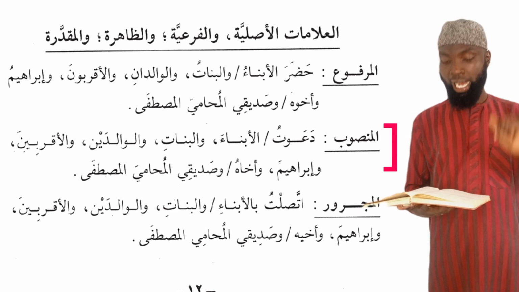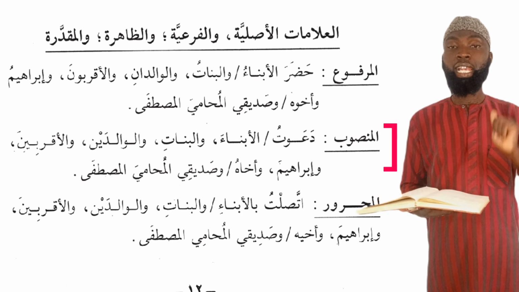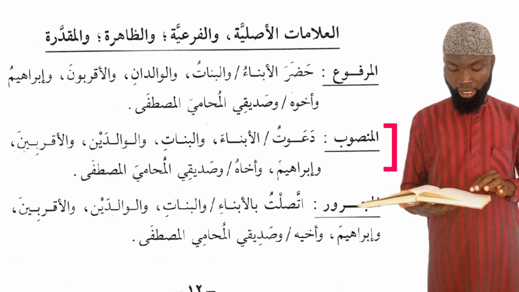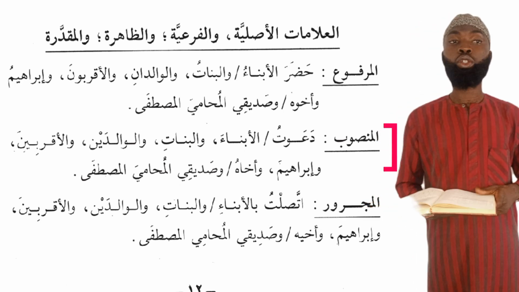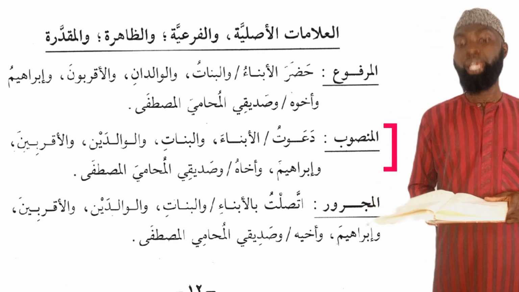Wa akhahu, here alif is the sign. Wa sadiqi, here the sign is hidden. Then al muhamiya, here the sign is written. Al murtada, the sign here will be hidden.